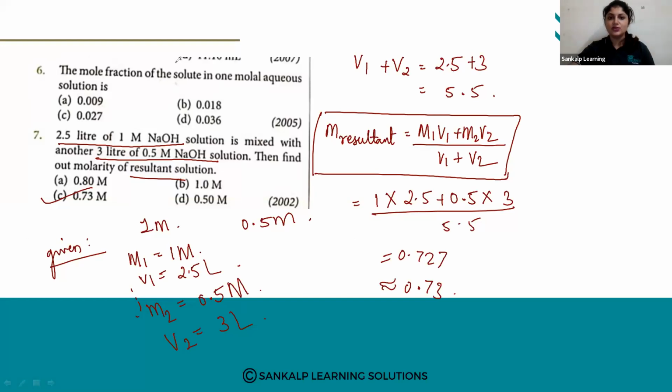I hope you have understood. Here two types of NaOH concentration solutions are given. Whenever two solutions are given, you have to find the molarity of the resultant solution using this particular formula. Whatever the given quantities are, just put them in the formula and you will get the answer.